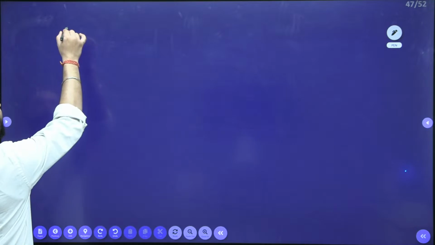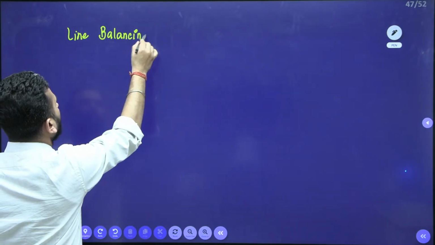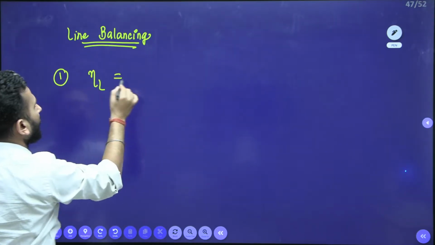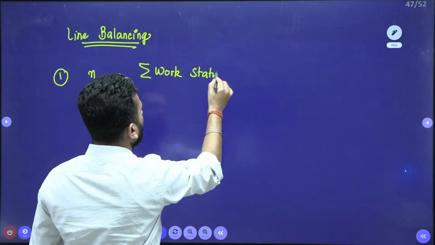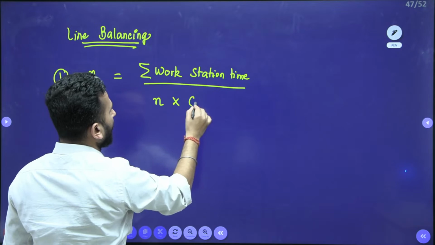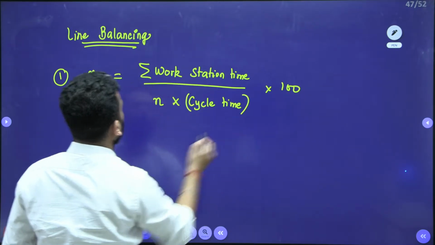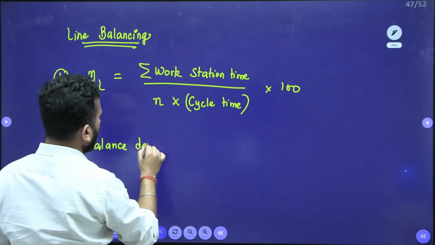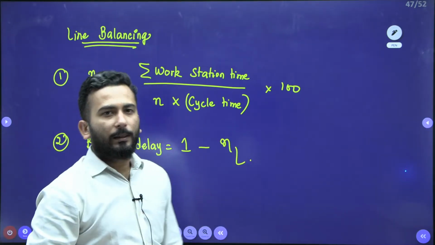If you talk about line balancing, another important chapter, my dear friends, there are two important formulas. Line efficiency. What is line efficiency? Summation of the workstation time divided by n into the cycle time into 100. Yes or no? And second, what is balance delay? Balance delay is 1 minus line efficiency.